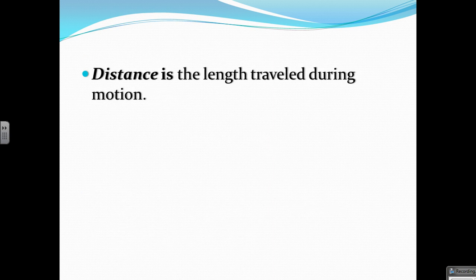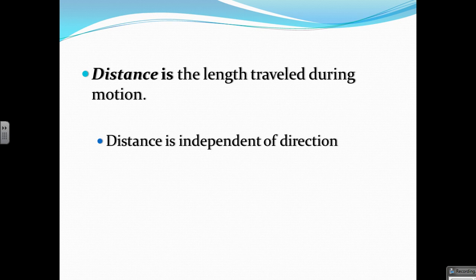Similar to displacement is the idea of distance. Distance is the length traveled during motion. The difference between distance and displacement is that distance does not depend on direction. It always has some positive value, and the idea here is that the difference between where you are and where you started is not always the same as the path you took, unless it was a straight line. So distance captures this idea of how far it's been moved over the course of its path, whereas displacement just cares about where you started to where you finished.